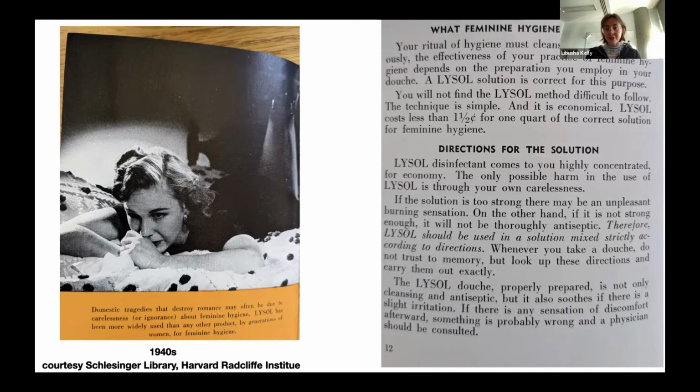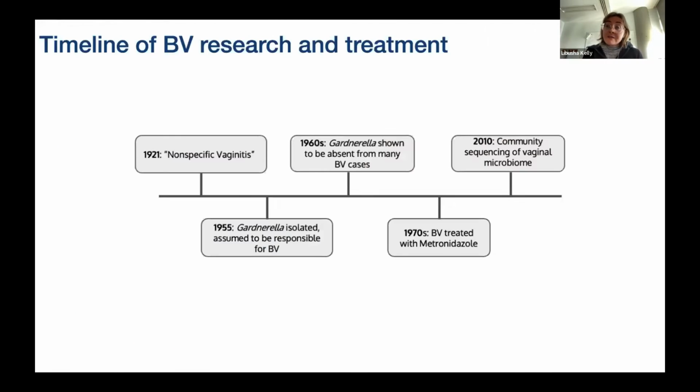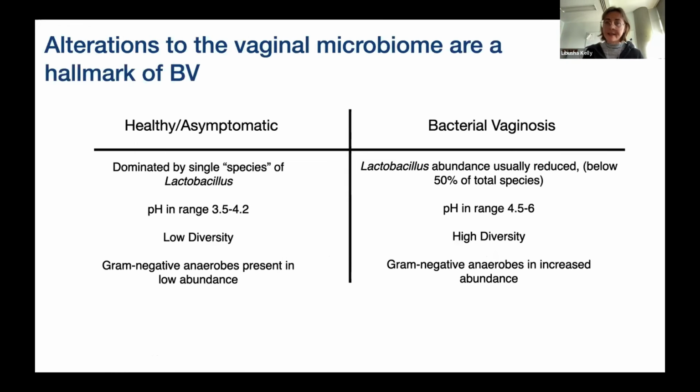So in 1955, Gardnerella was isolated, and this was assumed to be responsible for bacterial vaginosis. But by the 60s, it was shown that Gardnerella was absent from many bacterial vaginosis cases. In the 70s, bacterial vaginosis started to be treated with the antibiotic metronidazole. Now in 2010, we finally started getting some community sequencing of the vaginal microbiome. And what did that tell us?